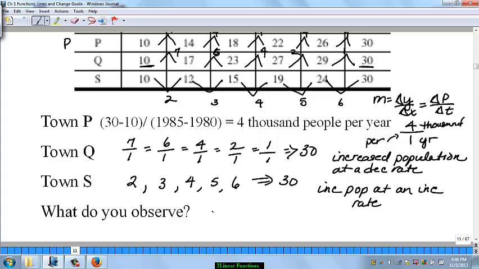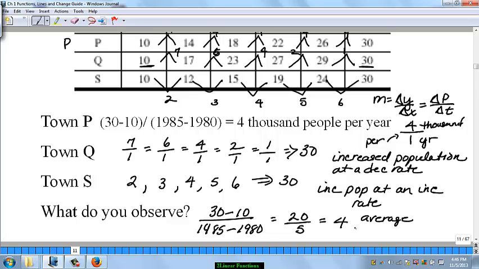So if I was going to look at my average rate of change for the whole thing, I'd say, oh, okay, I have 30 minus 10, that's what I started with, that's my population for all of them, divided by the time, which is 1985 through 1980. So I have 20 over 5, okay, or 4. So the average rate of change was 4,000 people per year. But because they're all different, it's just interesting to see that they all end up in the same place, but they got there different ways.